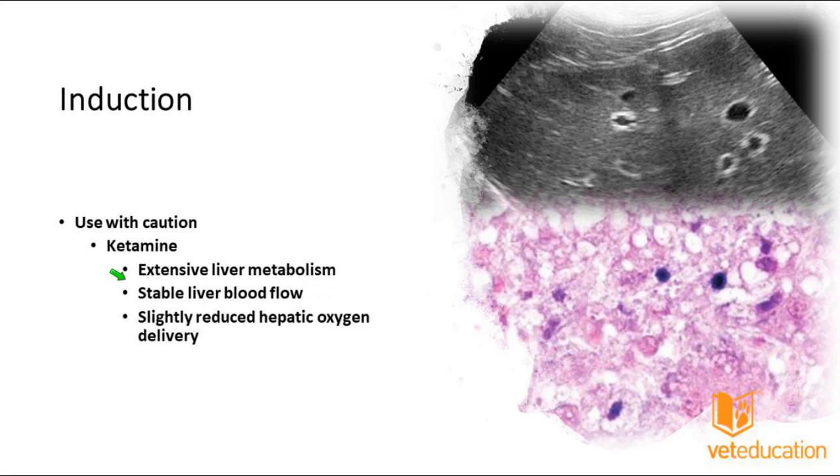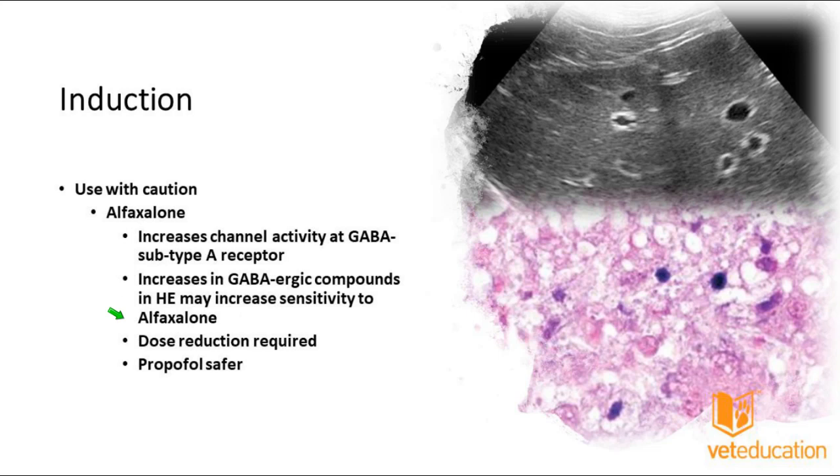We can use ketamine for anesthetic induction, but it does have pretty extensive liver metabolism. The reason we might want to use it is that it does provide a relatively stable liver blood flow, so we get reasonably good blood flow to the liver. It's not the best drug, though, that we could choose. It is associated, after administration as a bolus, with slightly reduced liver oxygen delivery, so typically as an induction agent it's not what I'm going to reach for, mainly because of lots of liver metabolism, a long half-life, and slightly reduced liver oxygen delivery.